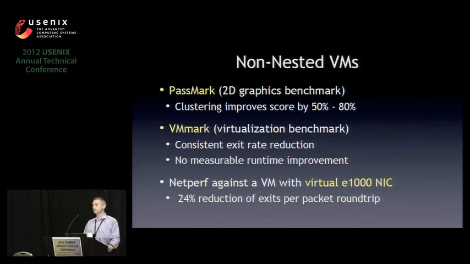Although we have seen that clustering consistently drops the number of exits, we have not seen any measurable improvement in the running time. And that's because these workloads are not dominated by exits. So eliminating exits doesn't make a big improvement. Finally, we looked at an emulated E1000 NIC, and we looked at the exits on the packet round-trip path. So in this case, clustering made a difference of 24% in the number of exits on each round trip.